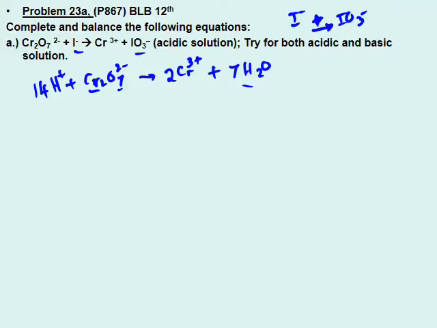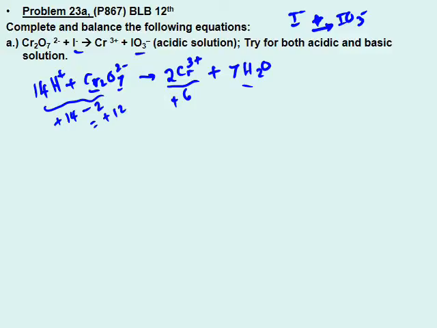Now let's count charges and balance the charges. At this point I have plus 14 coming from 14 H plus. Each H plus is plus 1, so 14 times plus 1 is 14. And minus 2 is coming from Cr2O7 2 minus. So now I have plus 12 on the left side. On the right side I have plus 6 coming from chromium. Each chromium is plus 3. 2 times plus 3 is 6.